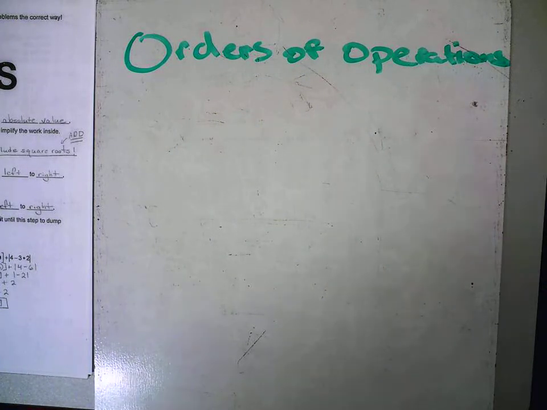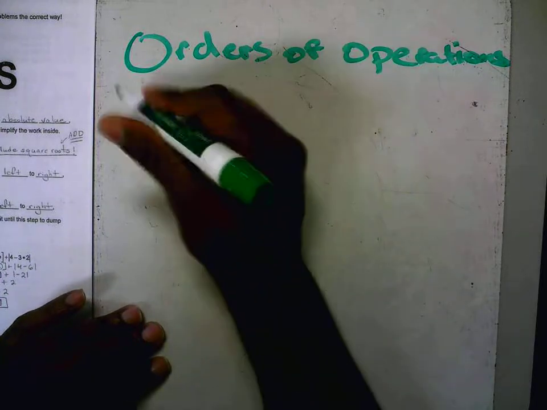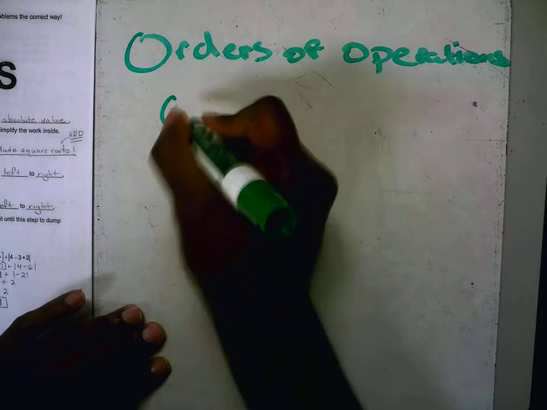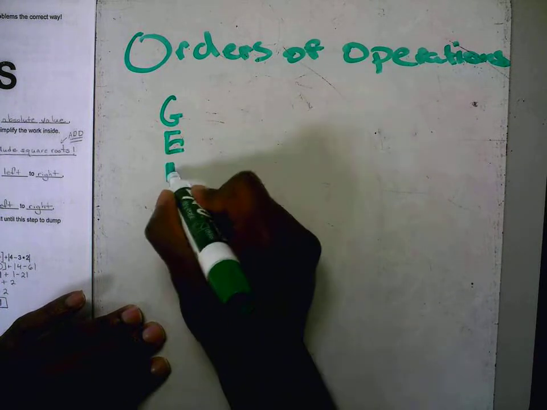Okay, today we're going to be discussing orders of operations. Orders of operations is simply the way that we have come to decide how to solve math problems. Okay, we remember orders of operations with an acronym of GEMDAS. GEMDAS.